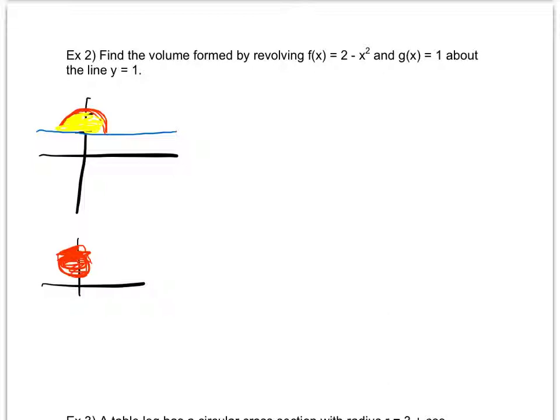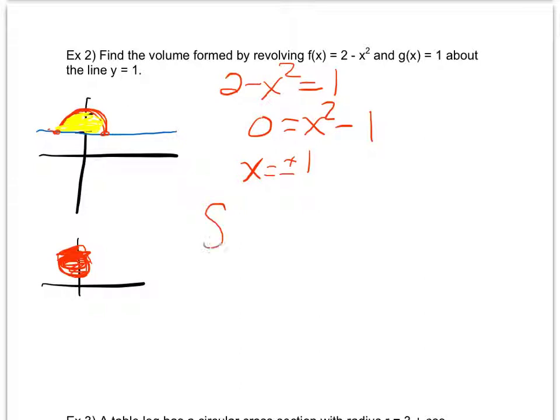So what I want to do is I want to say, okay, so I need to first figure out where is it intersecting here, because I need my upper and my lower limit. So remember, I find intersecting by setting my two functions equal to each other. 2 minus x squared equals 1. So I rearrange this because it's quadratic, and I end up with 0 equals x squared minus 1. I go ahead and solve this, and I get x equals plus or minus 1. So I'm going to have the integral from -1 to 1.